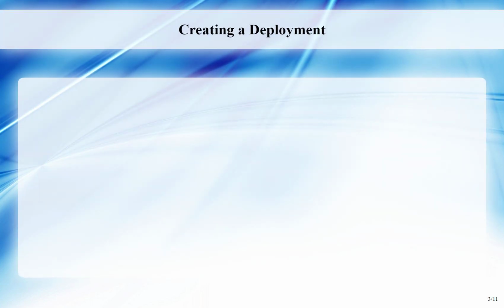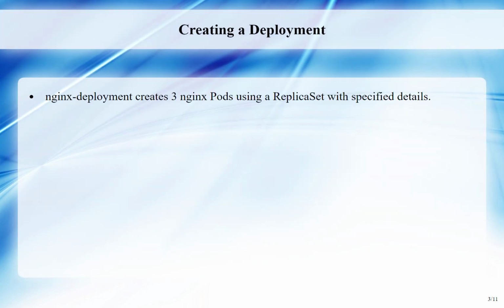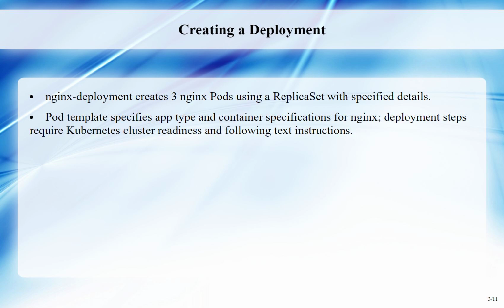Creating a deployment. A deployment named Nginx deployment is created in the example provided, which involves creating a replica set to bring up 3 Nginx pods. The deployment specifies the name, replicas, and selector for the pods to manage. The pod template includes labels to define the type of application running, app: nginx, and the container specifications for running the Nginx Docker image. To create the deployment, you need to ensure your Kubernetes cluster is up and running and follow the steps mentioned in the text.